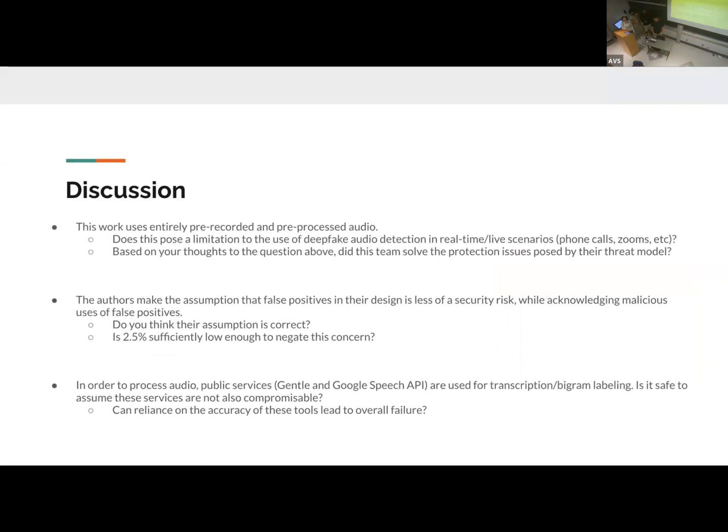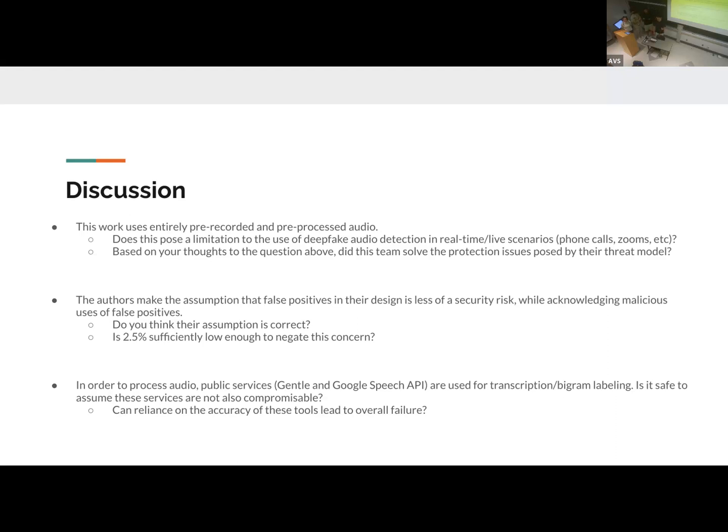So just kind of some final discussion points we noted. This work uses entirely pre-recorded and pre-processed audio. So does this pose kind of a limitation as to the use of this detection scheme in live scenarios like phone calls or Zoom calls? And based on the question above, did this team actually solve the protection issues posed by their security model?